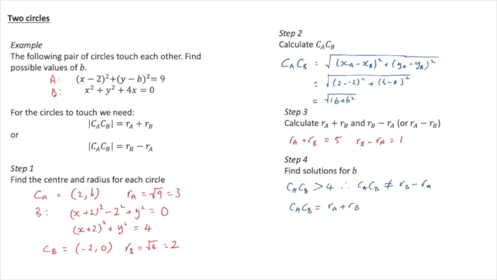That means we are only dealing with this case of the distance between the centres equalling the sum of the radii. So that means we've got the square root of 16 plus b squared is equal to 5. That means 16 plus b squared is equal to 25. That means b squared is 9, and that means b is plus or minus 3. And of course, that can be plus or minus 3 because that's part of a coordinate. So it's the y-coordinate for the centre of the circle A.